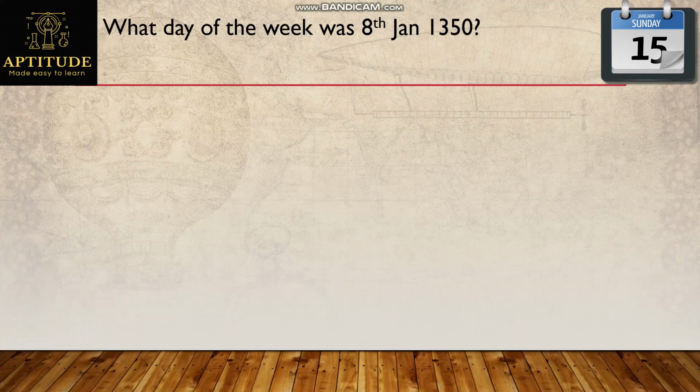Next one. What day of the week was 8th January 1350? So let's solve this one. We should divide 1350 into 3 parts. That is, we need to find the century code for 1300, and add the year as it is, the last 2 digits, 50, and the quotient of the year divided by 4.